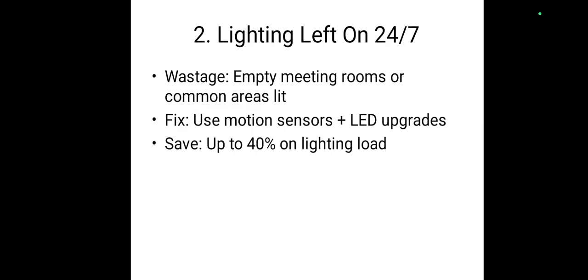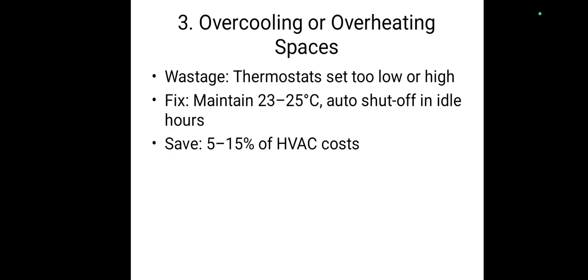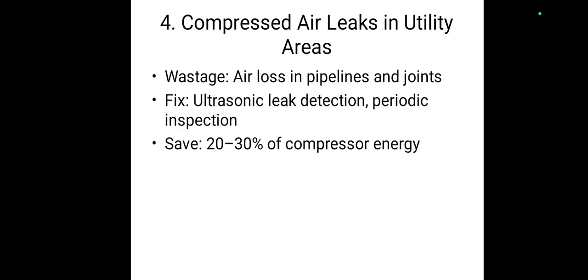Lighting left on 24 hours. Empty meeting rooms are common areas. By using motion sensors and LED upgrades, we can save up to 40% on lighting load. Overcooling or overheating spaces: thermostats set too low or too high. By maintaining 23 to 25 degrees Celsius and auto shut off in idle hours, we can save 5 to 15% of HVAC costs.